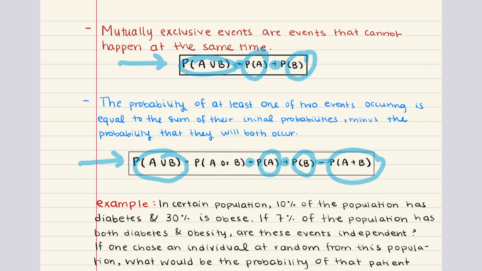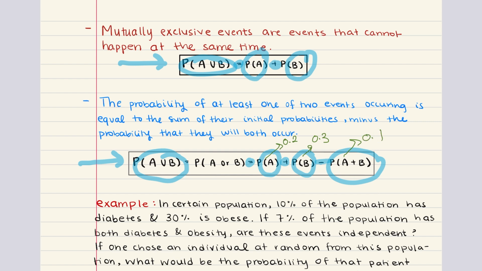For example, let's say you have a class, and in that class, 20% of students play basketball. So the probability of students in your classroom playing basketball is 0.2. In addition, 30% play soccer. So the probability of a student playing soccer is 0.3. You also know that 10% of the students in that class play both sports. So the probability of students playing both sports is 0.1.